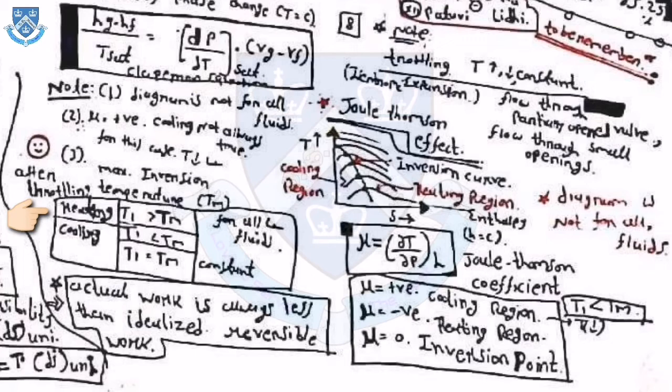If T1 is greater than Tm, then heating is done. That is true for all fluids, but we cannot say based on mu only. We have to find the Tm line from the diagram. So if T1 is greater than Tm, then for all fluids a heating process is done. For T1 less than Tm, cooling is done, and T1 equal to Tm gives a constant temperature. One more point for irreversibility: actual work is always less than idealized work.